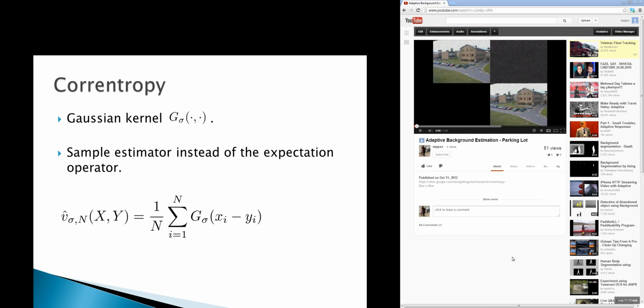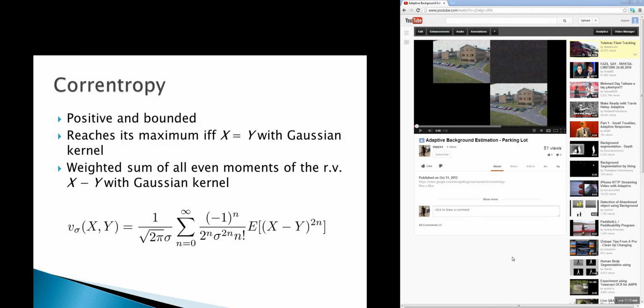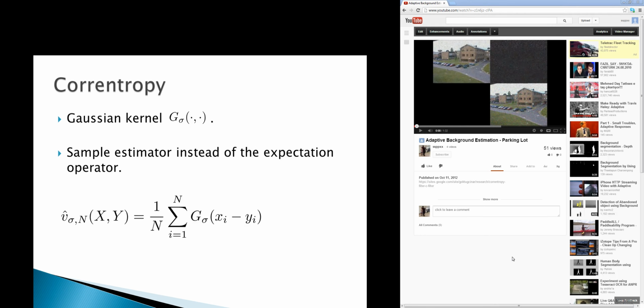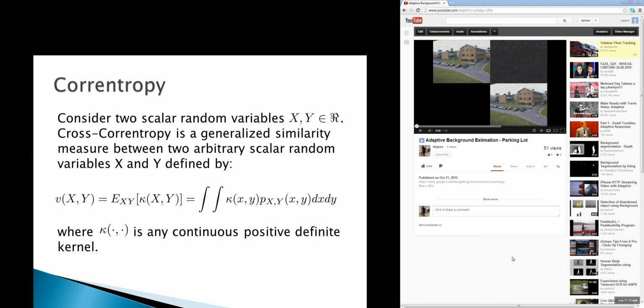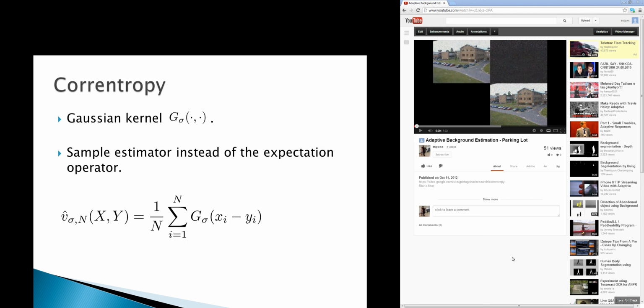There are some nice properties with the Gaussian kernel, and those are the reasons we are using it. We will use the sample estimator instead of the expectation operator, so instead of the expected value and the double integral, we will reduce it to this sum, whereas the estimated Correntropy will be the single sum normalized by the samples that we have.